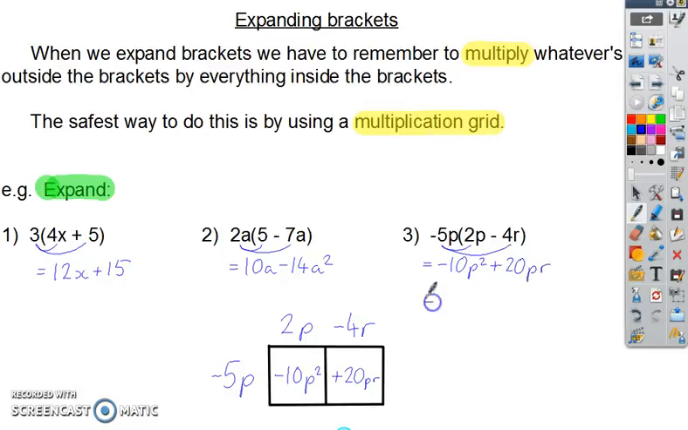Now it's good when we're tidying up our algebra, if we've got a negative amount of something in front and a positive amount of something afterwards, it's good to switch them around so we start with a positive amount. So I'm going to switch those around to make it 20pr take away 10p squared. It's just a neater way of doing things.